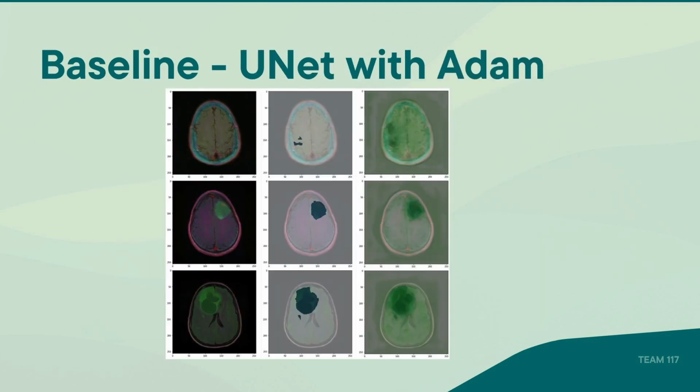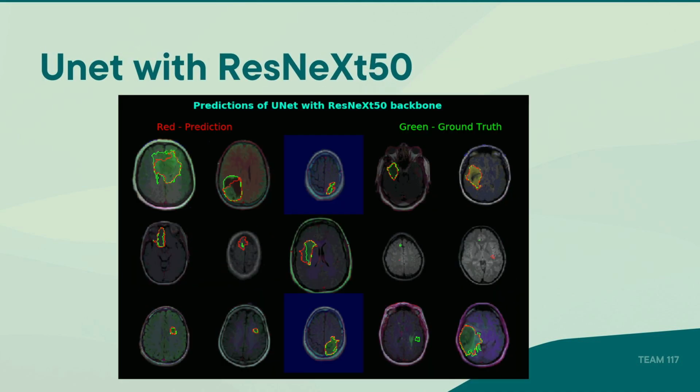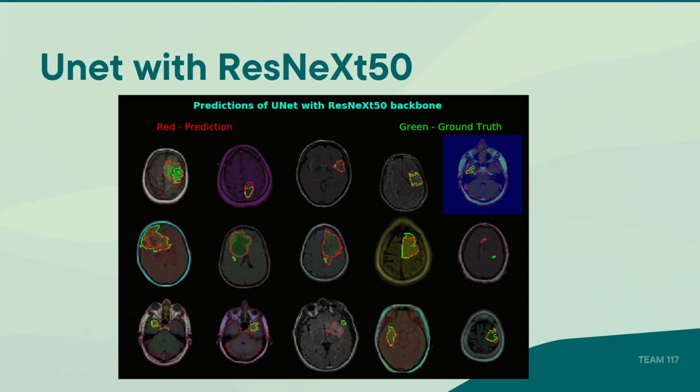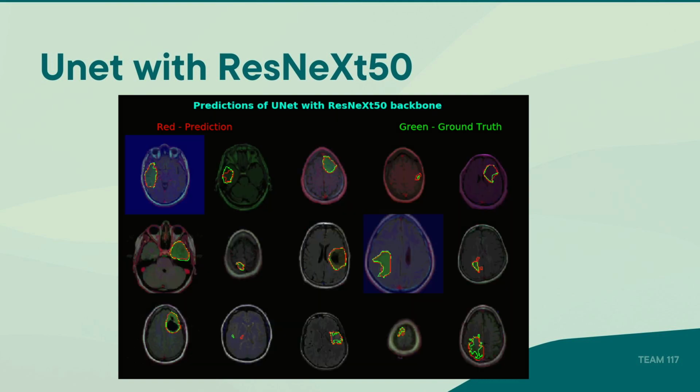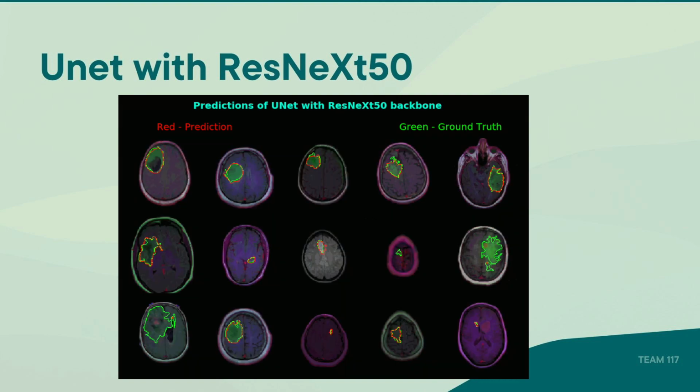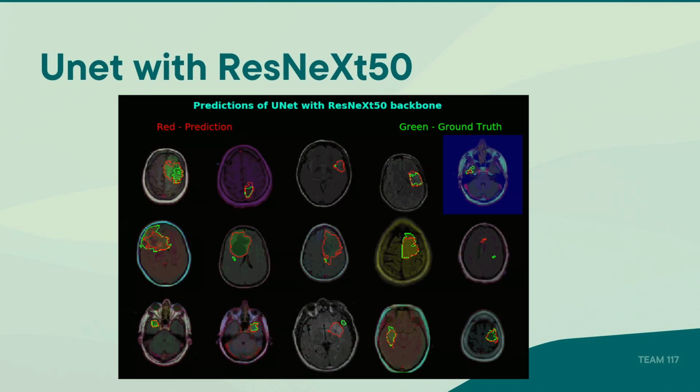Here are the results for our prediction on the baseline model, and these are the results for our model. Here, the predicted masks are shown in red boundaries and the ground truth is shown in green boundaries.